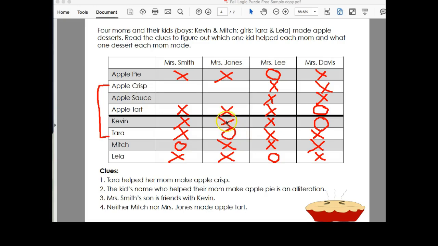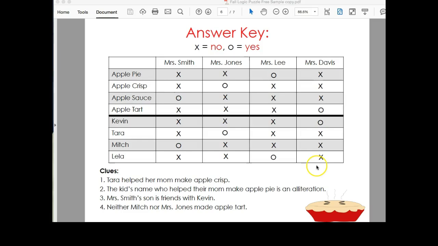So Tara has to be Mrs. Jones' child because remember, she made apple crisp. So we X that one out, we X this one out because it's in the same row, and that leaves us with this one. So there you go, you can check your answers here on this answer key that I've also included, just by scrolling down here.